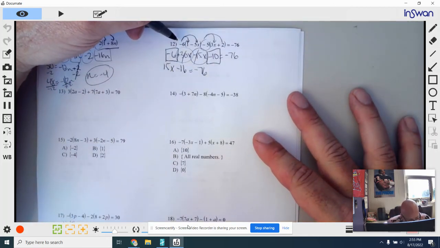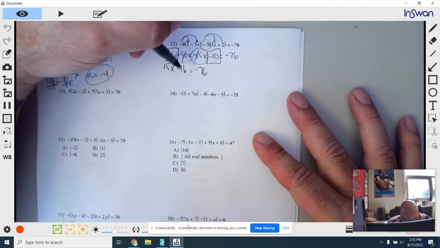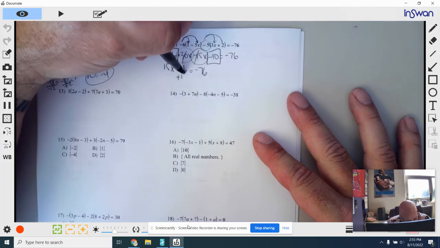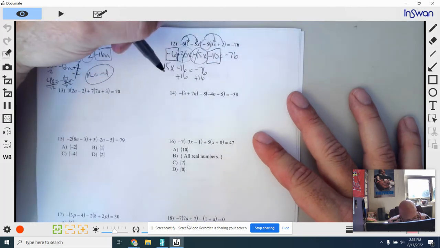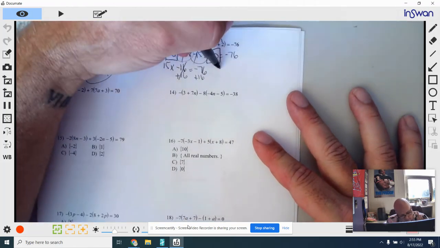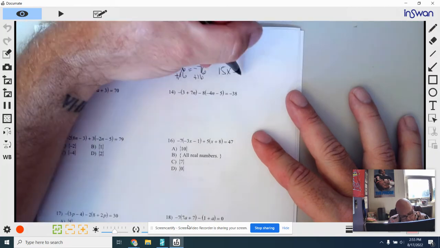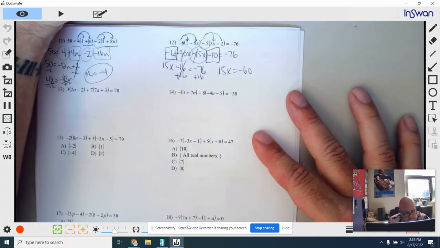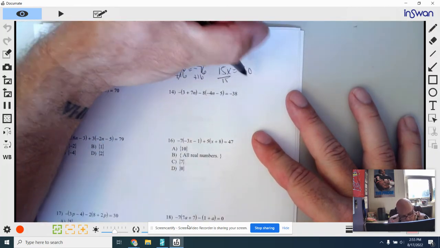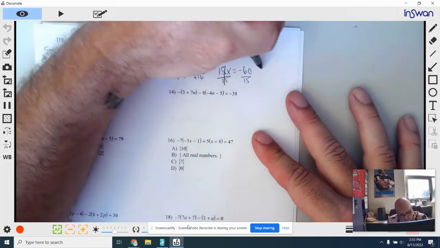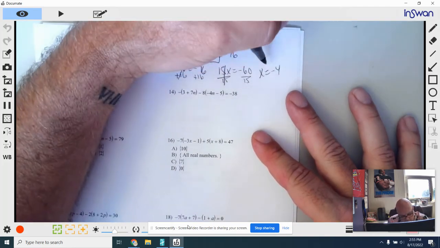Okay, so moving right along here, I see I'm going to add 16. So that cancels. So I'm left with 15x equals, and I combine these two right here, that's going to be a negative 60. So last step, divide by 15 to both sides. And x is going to be equal to negative 4.